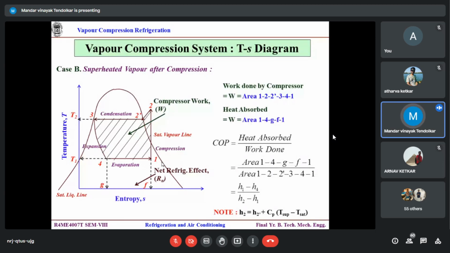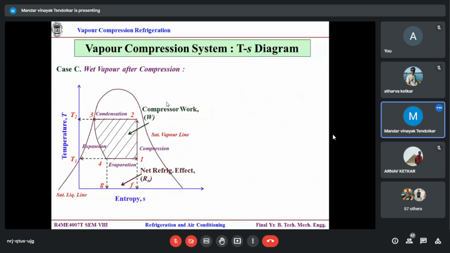This figure basically, ultimately, in the compression process, anything after the saturation is superheated. So my refrigeration effect is increased, my compressor work is also increased. I may get the same ratio. Numerator increased, denominator increased, I can have the same ratio. It solely depends on the values. So this method also doesn't ensure that my COP would be better. Correct?